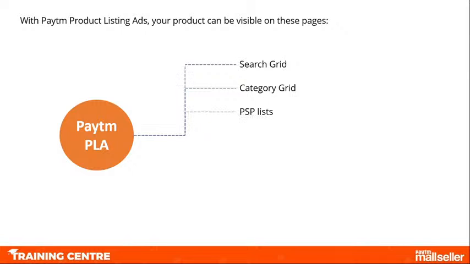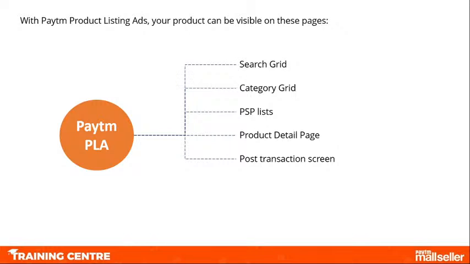Third is PSP list. These are customized landing pages created for the promotional banners. Fourth is product detail page. It shows the sponsored product ads placed on detail pages of products or product description pages.